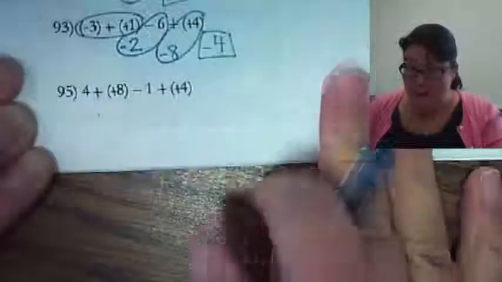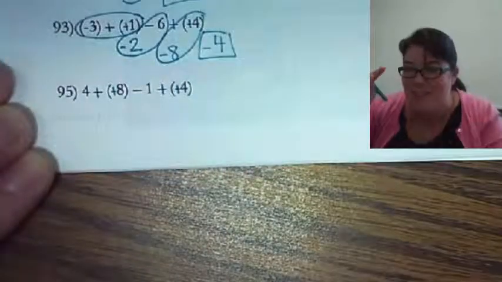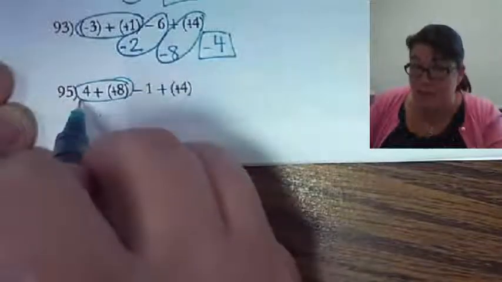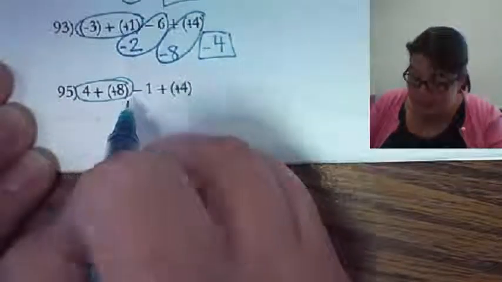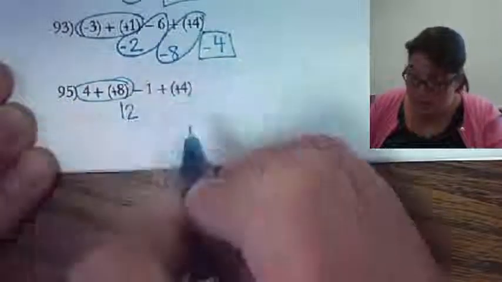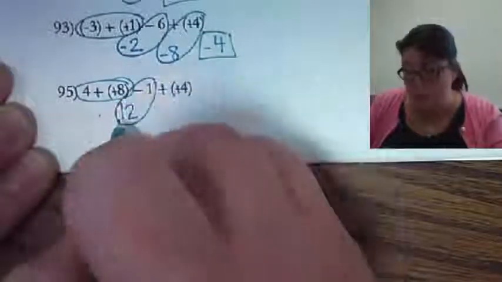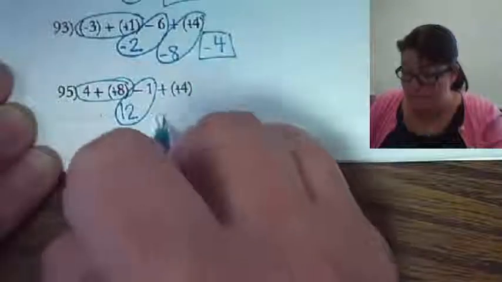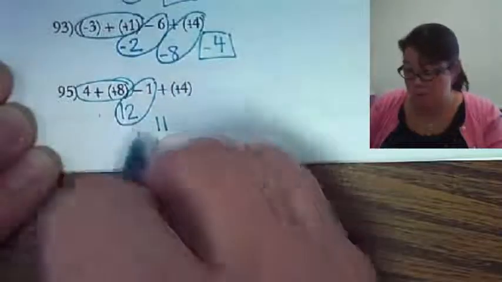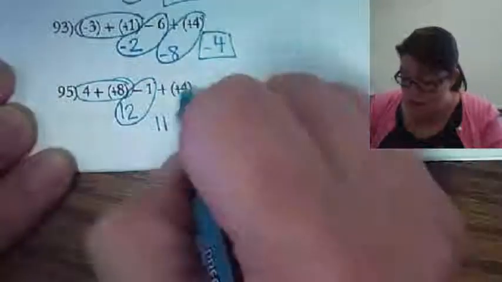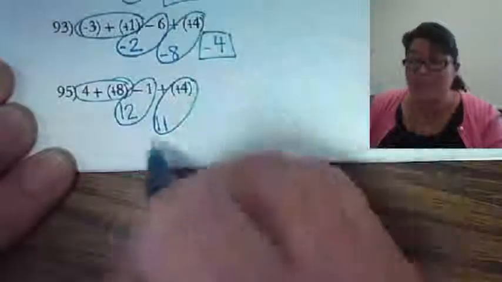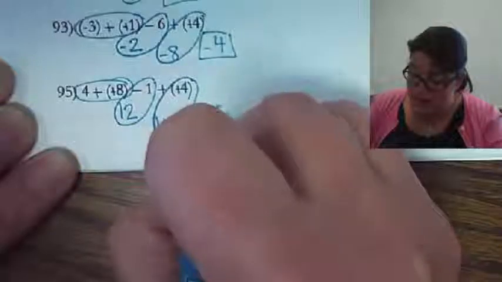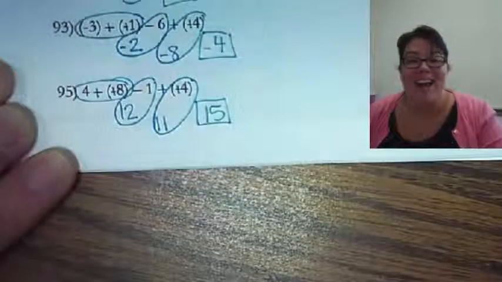All right, 95, and then you're on your own. I know you guys can get this. Positive 4, positive 8. Same signs, add and keep. Next pair, positive 12 and negative 1. Different signs, subtract. Keep the sign of the bigger one, so I'll keep this one positive, and then we're good. And my last pair, positive 11, positive 4, same signs, add and keep. And there you have it.